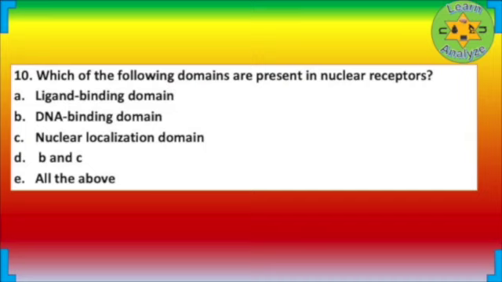Question number 10. Which of the following domains are present in nuclear receptors? Option A: ligand binding domain. Option B: DNA binding domain. Option C: nuclear localization domain. Option D: B and C. Option E: all the above.